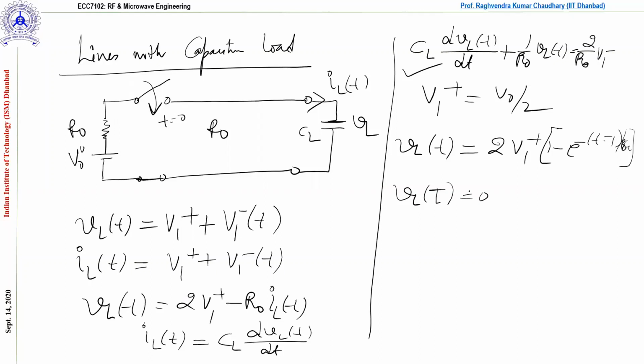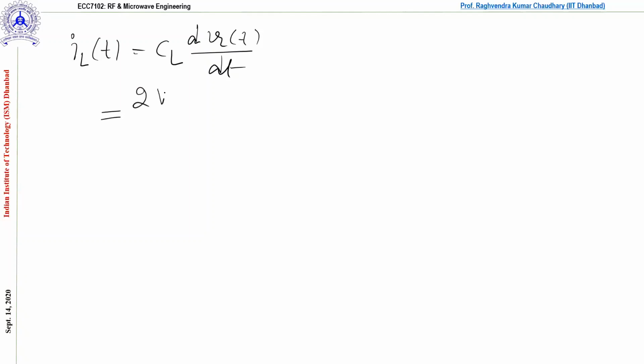After settling down, at infinity, this will be 2V1 plus. In a similar way, we can perform the same steps here also. IL can be found because we already have VL. So IL as a function of time will be CL dVL over dt. Now we need to differentiate that solution, and we will have 2V1 plus.